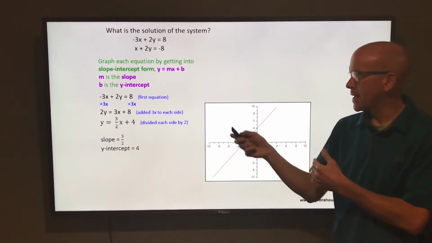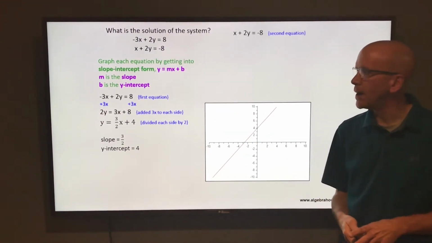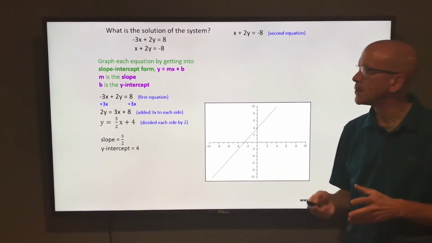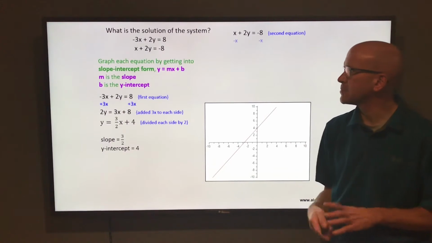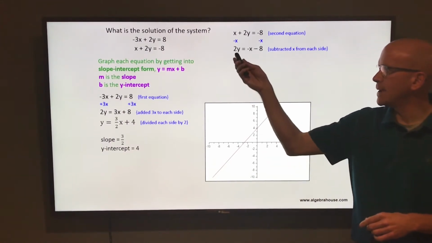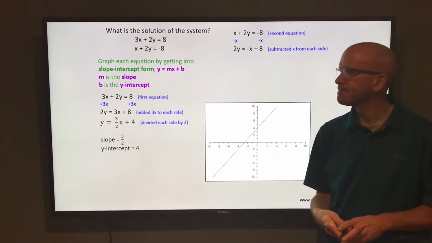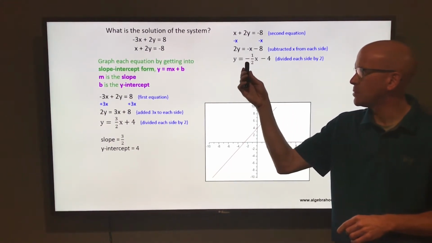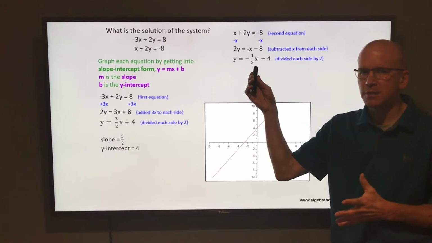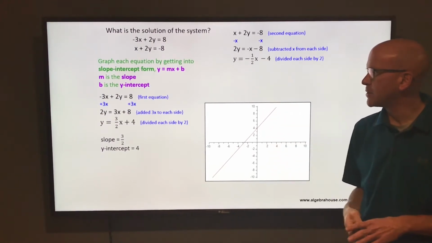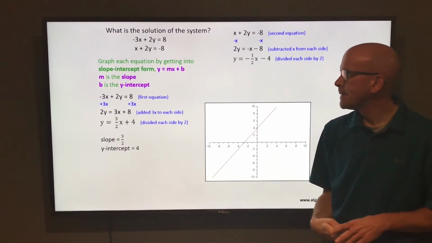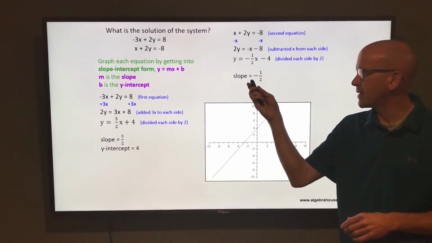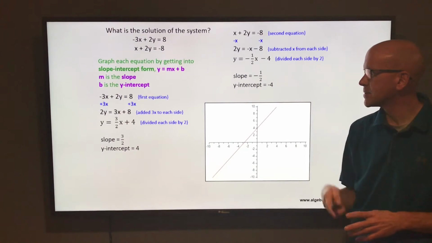Then right on top of that, graph the other equation, x plus 2y equals negative 8. So to graph that, get that in slope-intercept form, y equals mx plus b. Subtract x from each side, end up with 2y equals negative x minus 8. Then divide each side by 2. When you divide each side by 2, that negative x divided by 2 would be negative 1 half x, so you can see the slope. And negative 8 divided by 2 is negative 4. So y equals negative 1 half x minus 4. Slope on that is negative 1 half, and the y-intercept is negative 4.